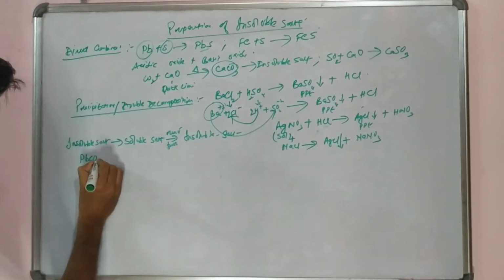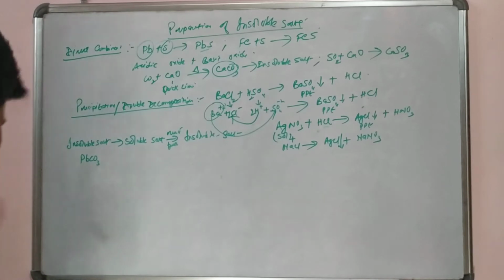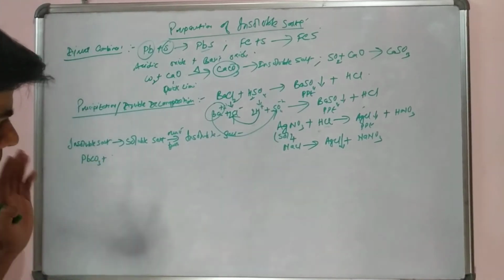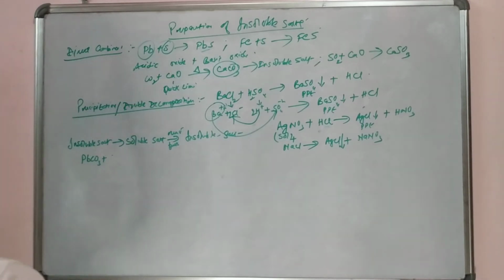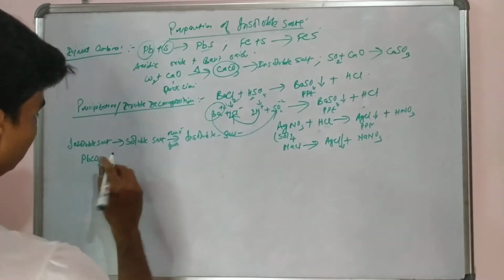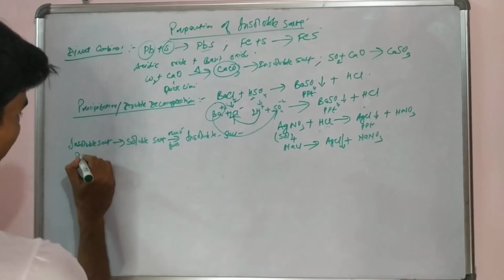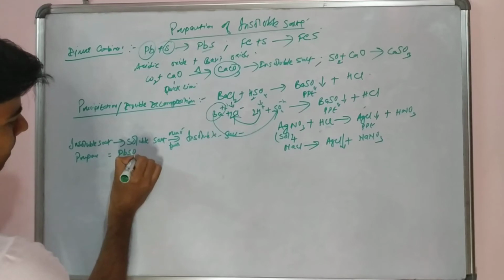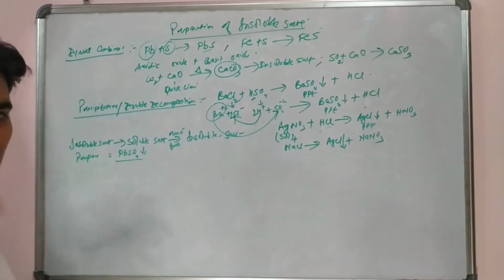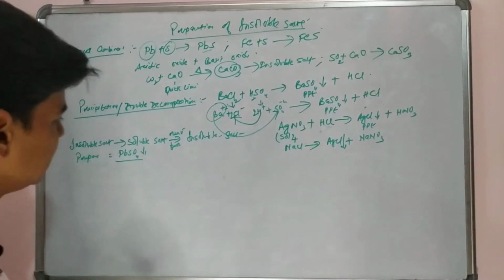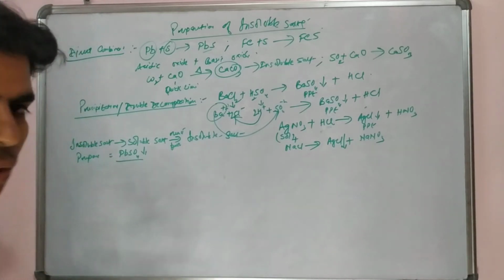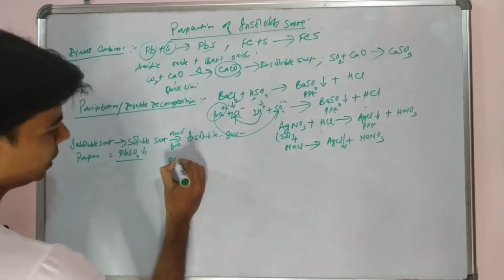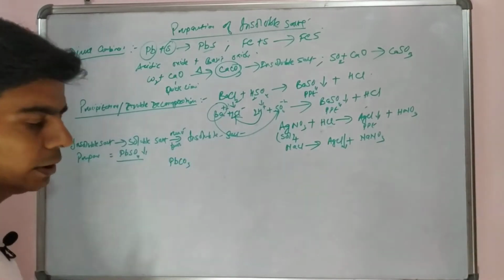Lead carbonate is an insoluble salt. The salt that we are trying to prepare is PbSO4, lead sulfate, which is an insoluble salt. Now let's see how we prepare this insoluble salt from another insoluble salt. The insoluble salt that we start with is lead carbonate, right?